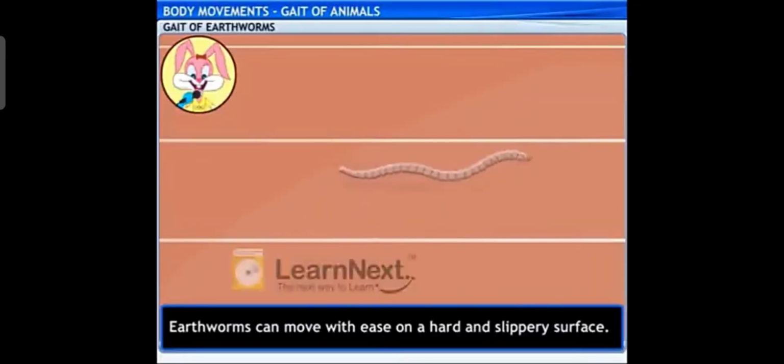Look here. First of all, let us study about earthworm. I hope you have seen earthworms on the soil in your home fields, isn't it? So how do earthworms move? You have seen that they are crawling on the soil, isn't it? Earthworms can move easily on hard and slippery surfaces. This earthworm moves very easily.